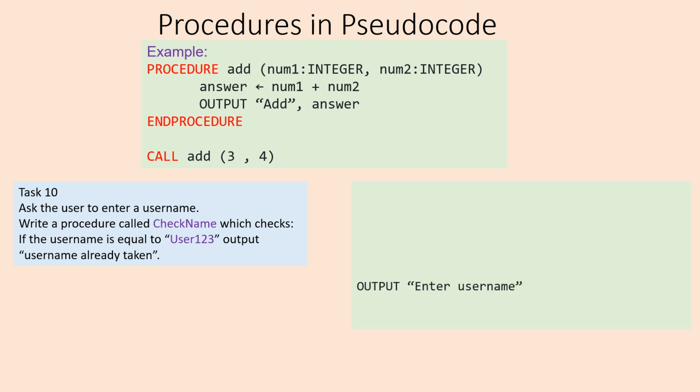So we're going to start off. So it tells us to ask the user to enter username. So I'm going to say output enter username, and then we're going to input the value that they type in.